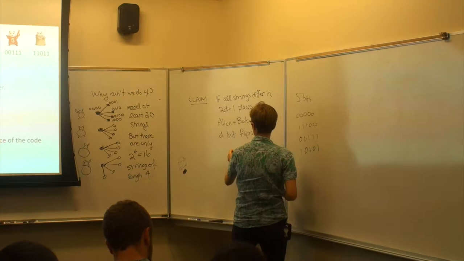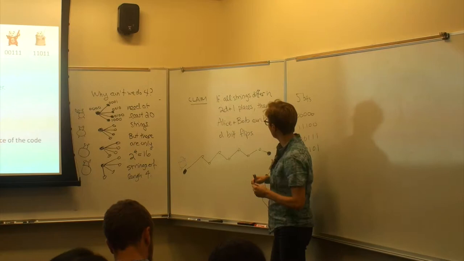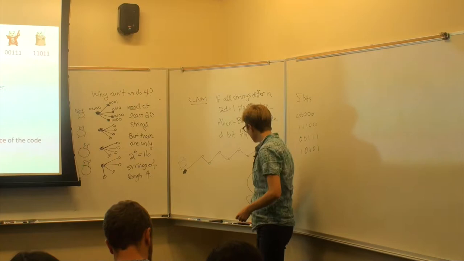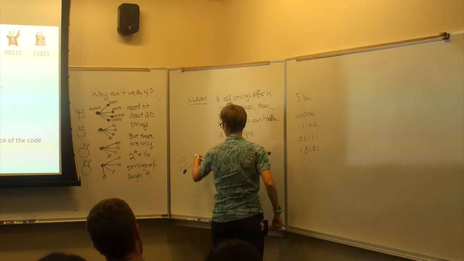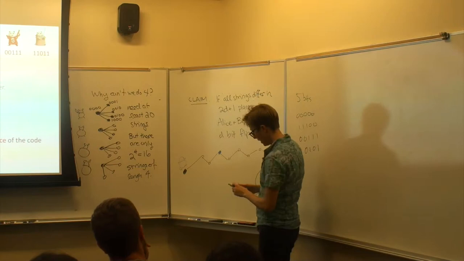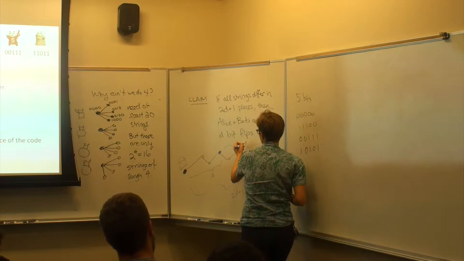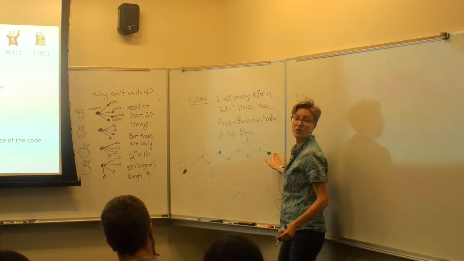And now if only d bit flips happen, 3, 4, 5, 6. Good. I successfully made an odd number of things. Let's say Alice meant to send blue panda. If only d bit flips happen, say 3 happens, these have length 7, then I'm still closer to this guy. So this whole thing is 2d plus 1, and so this must be d plus 1. So I'm closer to the original string than I was to any other string. So this is true for all pairs of pandas, then they can always correct the error.